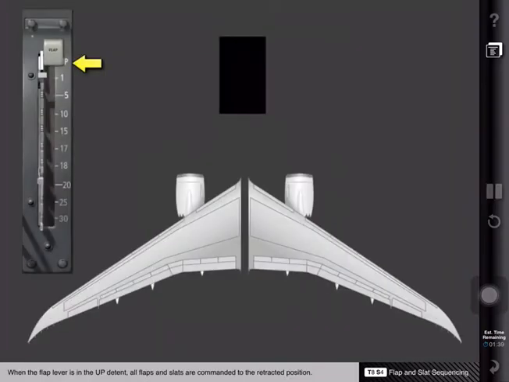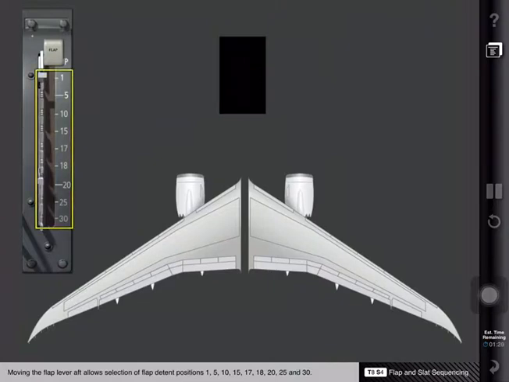When the flap lever is in the up detent, all flaps and slats are commanded to the retracted position. Moving the flap lever aft allows selection of flap detent positions 1, 5, 10, 15, 17, 18, 20, 25, and 30. The flaps and slats sequence so that the slats extend first and retract last.